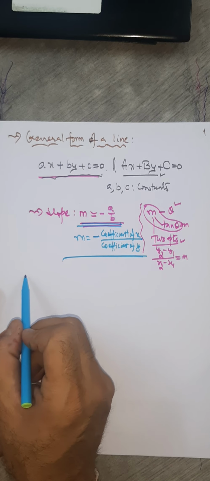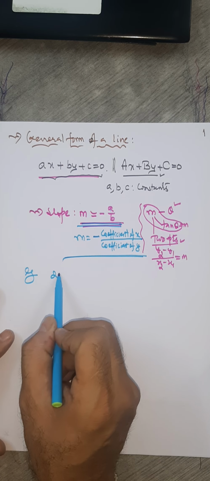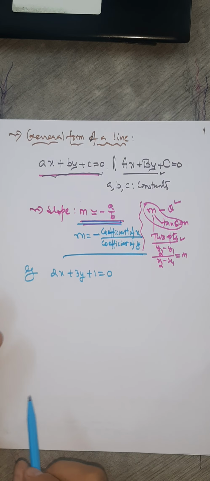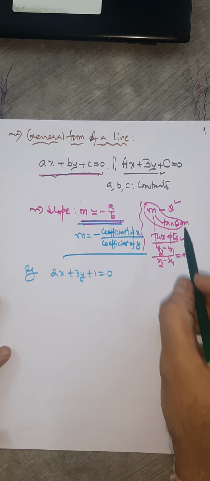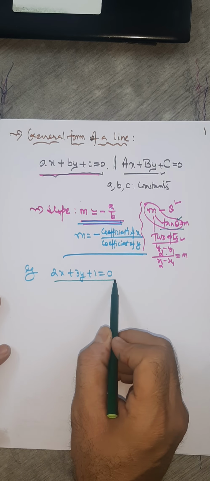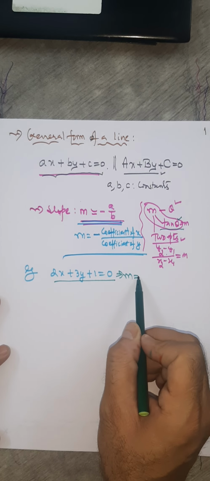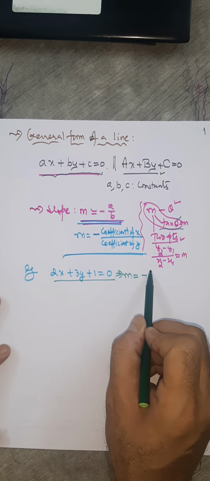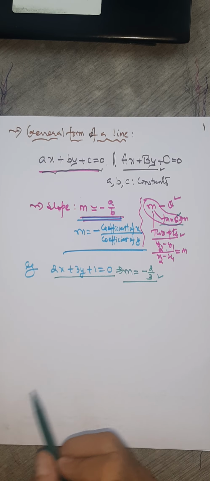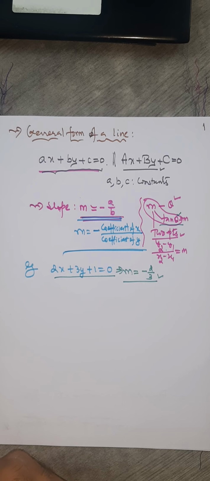The minus sign is there. For example, if I give you 2x plus 3y plus 1 equals to 0. Now this line you are given. You cannot get the slope by the earlier two formulas because there you need the angle or 2 points. Here you are given the equation. So what is the slope? Minus a by b, so minus 2 by 3. You know that the slope is a number: positive, negative, 0 and so on.